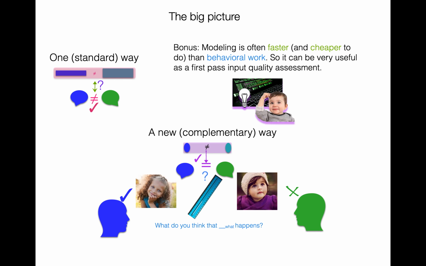And perhaps a bonus is that modeling is often faster and cheaper to do, and in the time of this pandemic, possible to do, right? Compared to behavioral work where you need to interact with people. So it can be very useful as a first pass input quality assessment that can be done even in the absence of interacting with people per se, as long as you have reasonable input samples collected from the populations of interest. So I think that's a very cool aspect of this complementary way of assessing input quality.